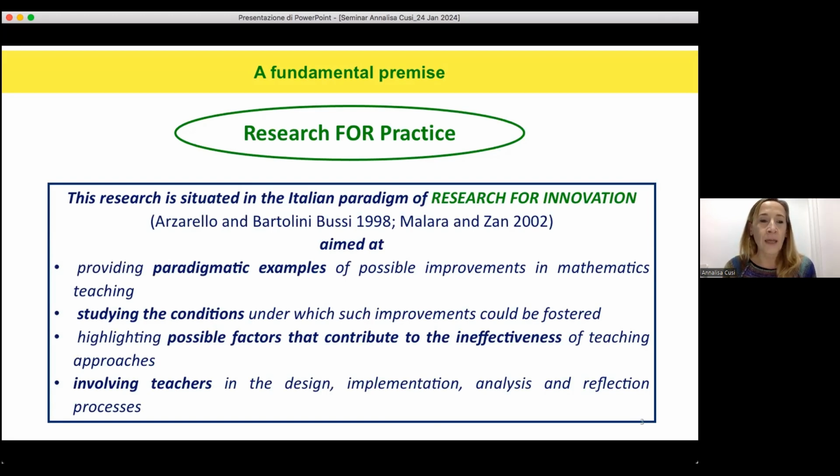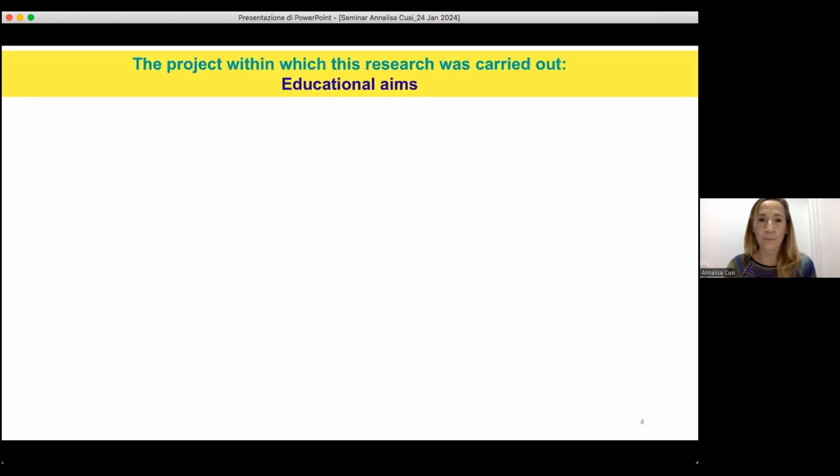Research for innovation aims at providing paradigmatic examples of possible improvements in mathematics teaching, at studying conditions under which these kinds of improvements are possible and can be fostered, but also possible factors that could inhibit a good development of effective processes. And another important element is that the teachers are involved in all the phases of research, from the design to the implementation, to the analysis, to the reflection processes.